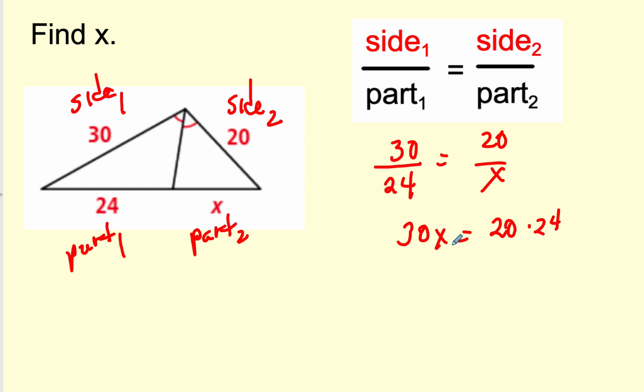I'm not going to multiply it out. I'm going to divide it by 30 and do some reducing before I do any multiplying. So 10 goes into here 3 times, 10 goes into here 2 times, 3 goes into here 1 time, 3 goes into here 8 times, so the answer is 16.